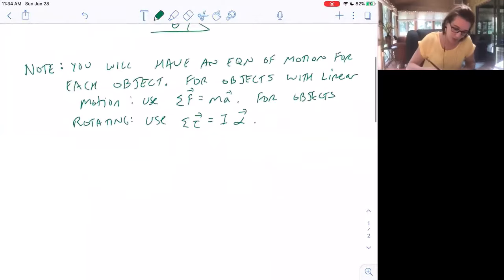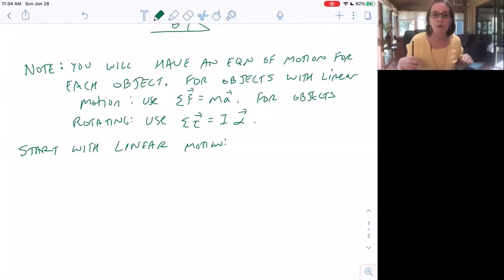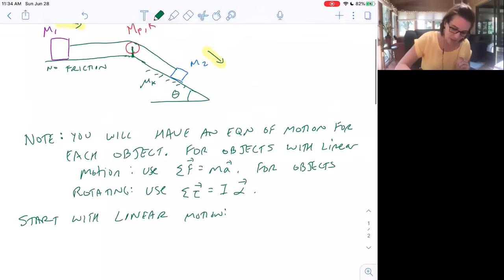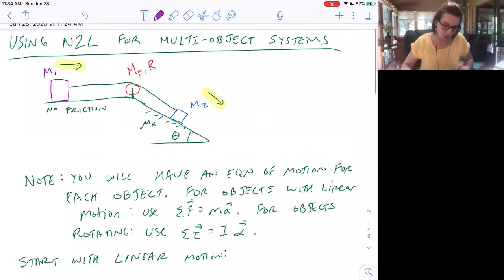So let's go ahead and start with the linear motion. There aren't really new steps here. It's the same steps to write the equations of motion. So I'm really just going to work through this problem by example. There's also an annotated worked example on this that you can follow through. I'm going to start here looking at M1. M1, the box on the no friction surface, is going to have linear motion, and the tension force is acting on it.